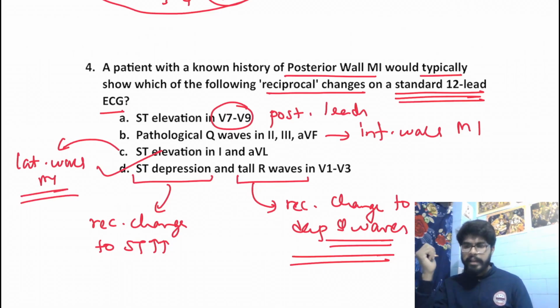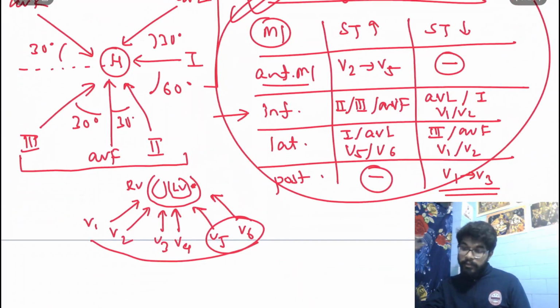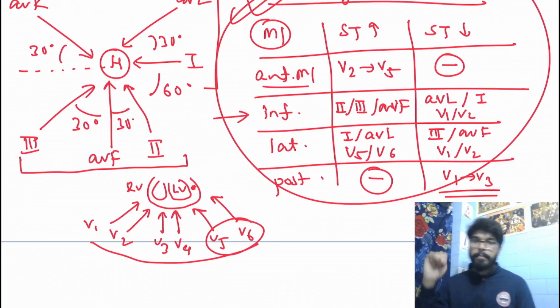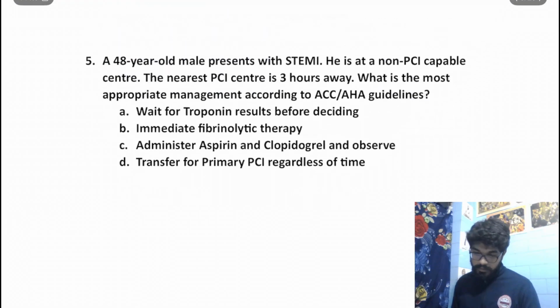Okay. Everything can be solved, right? The detection of the type of MI from ECG can be solved using this table. Okay. Now moving on to the next question.